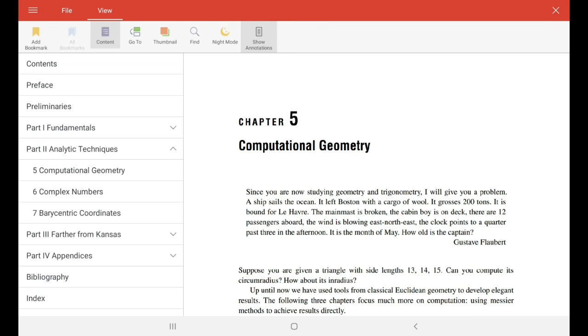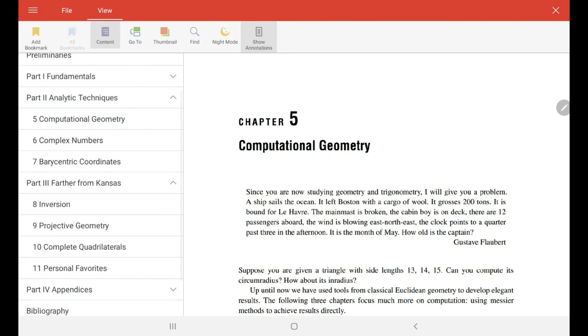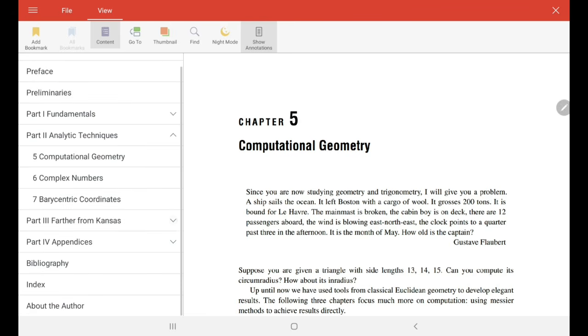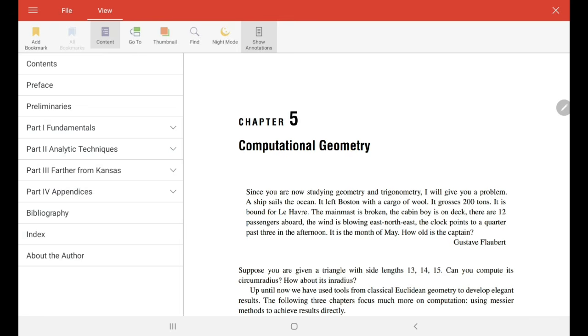Of course, the third part transfers back to the first part, but we learn new techniques like inversion, projective geometry, complete quadrilaterals. Right now we're going to start with our second part, and in this video we'll be discussing computational geometry. As we said, the contents are Cartesian coordinates and trigonometry. The main focus will be on trigonometry. I hope you guys are excited for the video. So what are you waiting for? Let's get started.